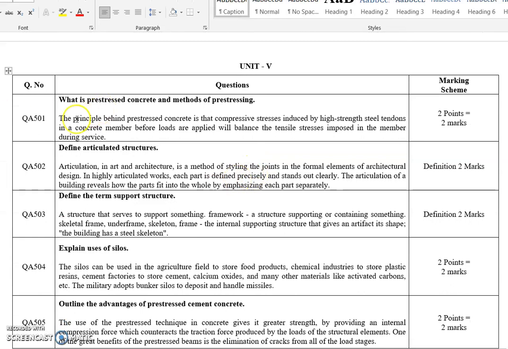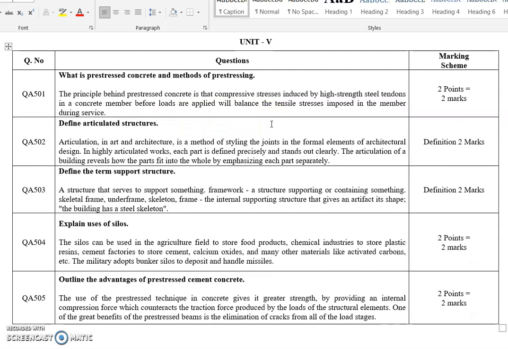Then unit 5. What is pre-stressed concrete and the method of pre-stressing? The principle behind pre-stressed concrete is that compressive stresses induced by high strength steel tendons in a concrete member before loads are applied will balance the tensile stresses imposed on the member during service.